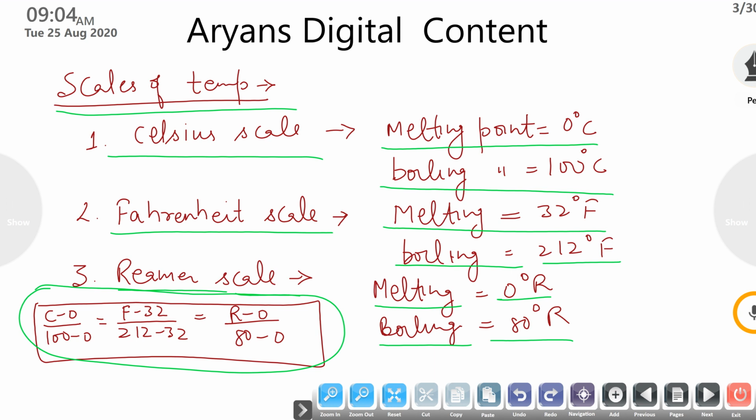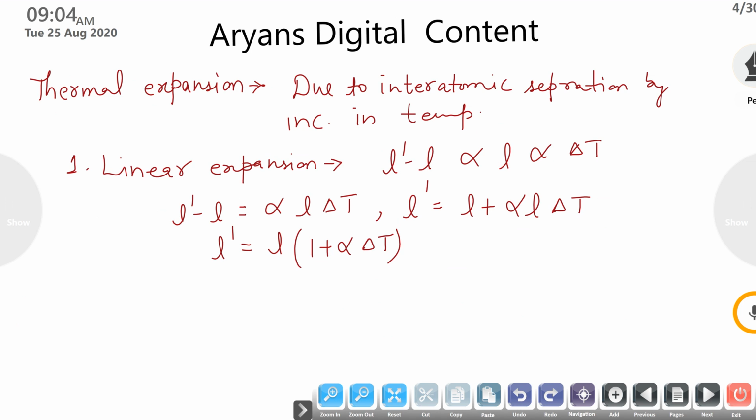This is the relationship between all three scales of temperature. If you are given Celsius, then you can find out Fahrenheit or Reaumur. It can be remembered simply: C, that is Celsius, minus its lower value, divided by upper value minus lower value. Similarly for Fahrenheit, F minus lower value, divided by higher value minus lower value. Similarly for the Reaumur. This is a simple way to remember it, using the reference points.